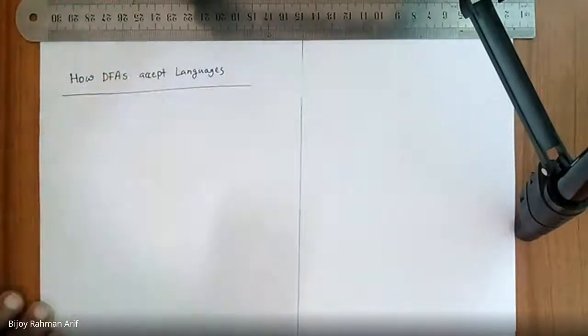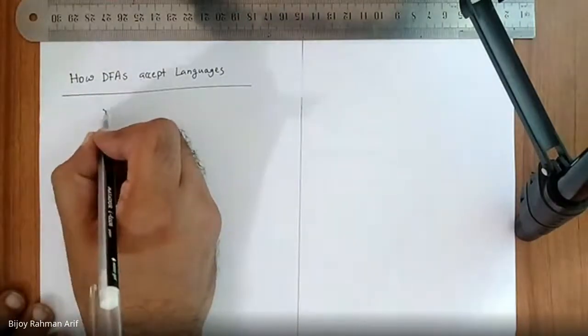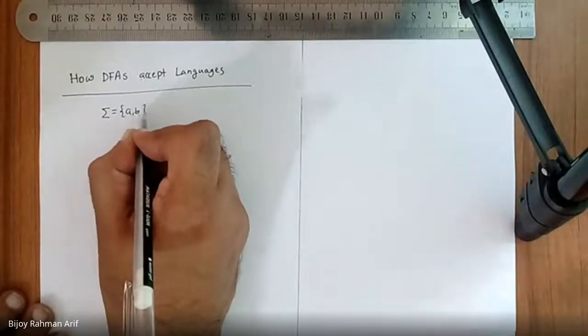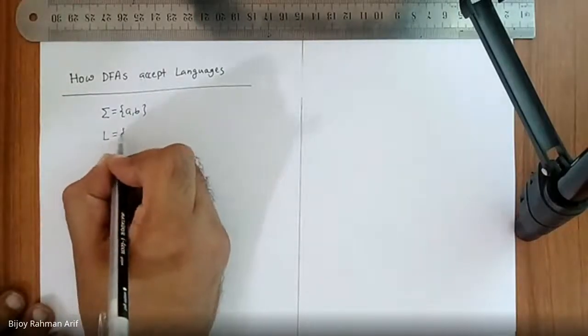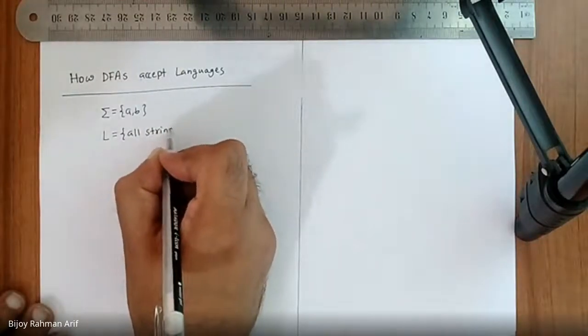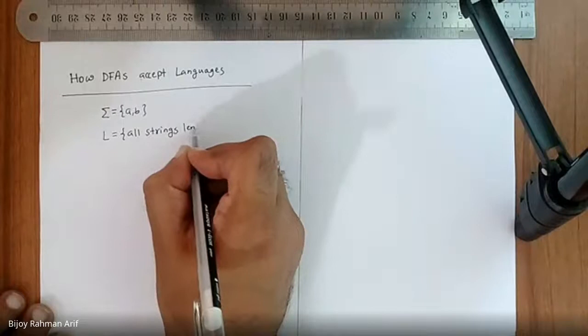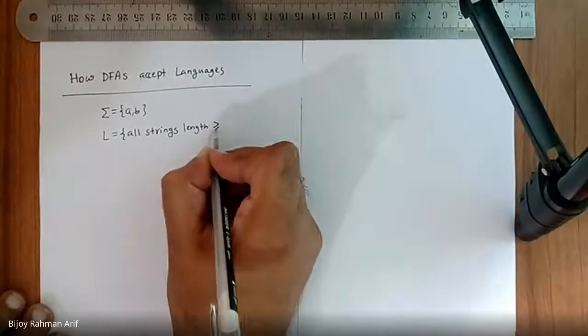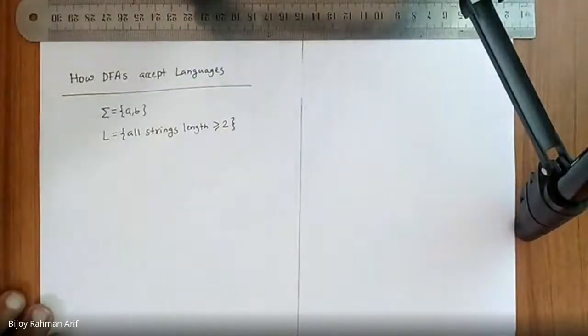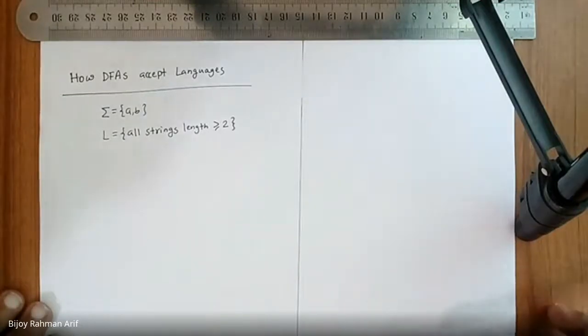So how do DFAs accept languages? Let's take this language. Let's assume my sigma is {a, b}. My language is all strings of length greater or equal to 2. What would be the DFA for this?